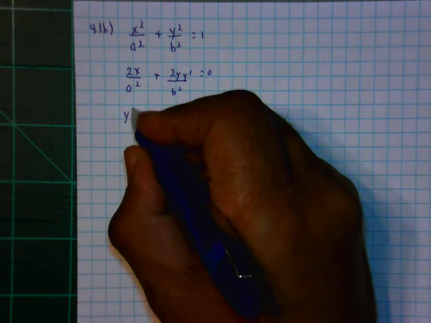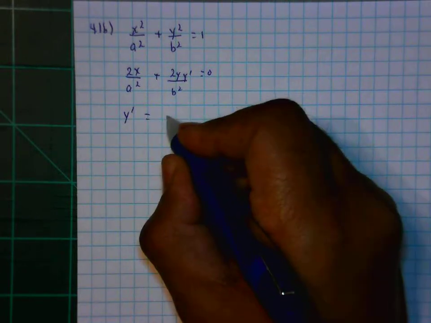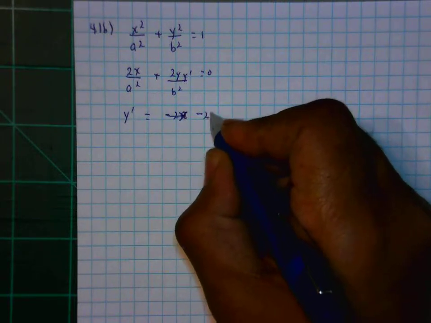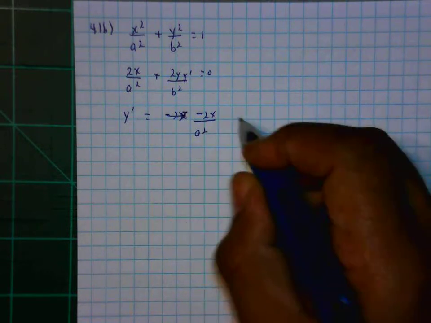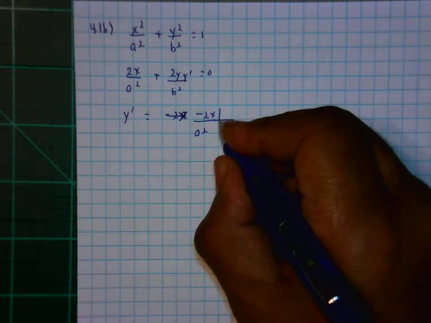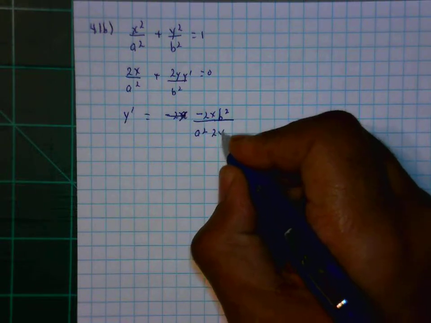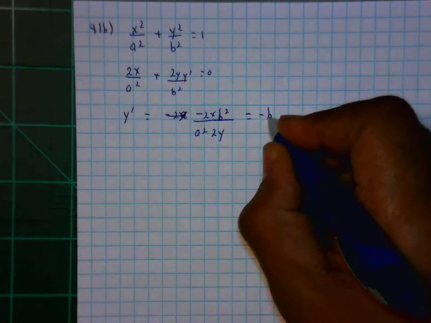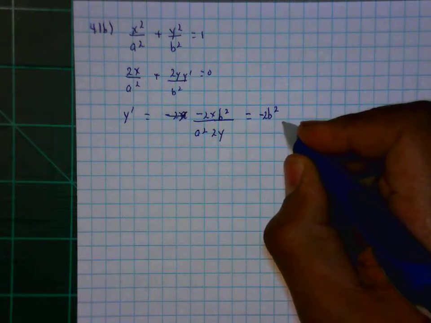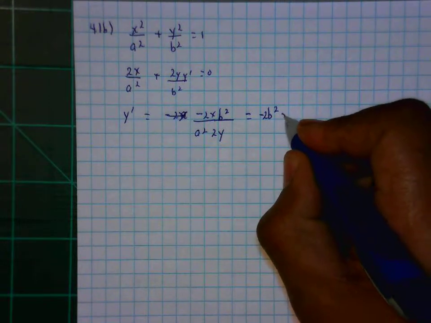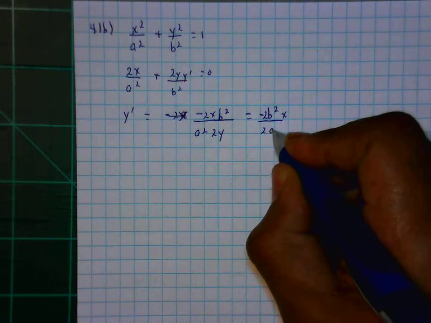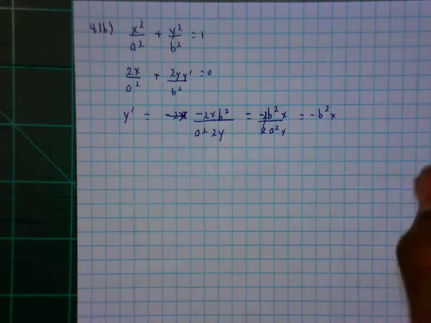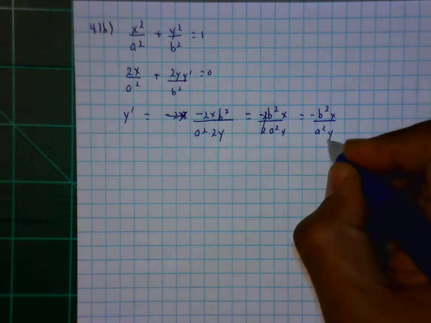Now let's solve for y prime. We'll see that y prime is equal to negative 2x divided by a squared. Then we're going to multiply by b squared and divide by 2y. Now let me rewrite that so it's a little clearer. So this would be negative 2b squared x over 2a squared y. The 2's cancel out and we just get negative b squared x over a squared y.